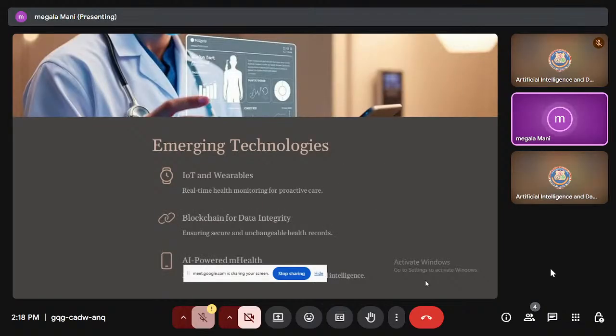And some emerging technologies are being used in predictive analytics algorithms. Here we can go for IoT and wearables. For example, a smartwatch can give real-time health monitoring and proactive care. And blockchain for data integrity, focused on ensuring secure and unchangeable health records. And the last one is AI-powered medical health.